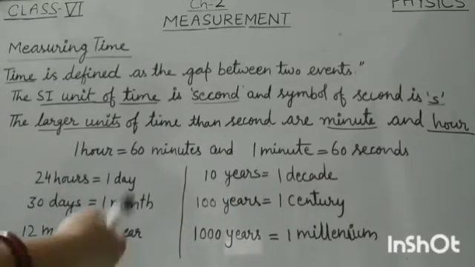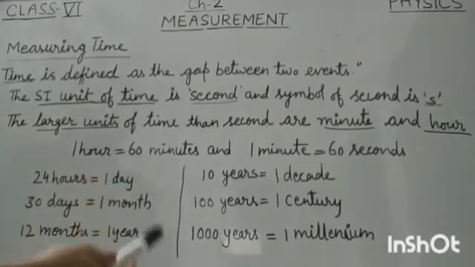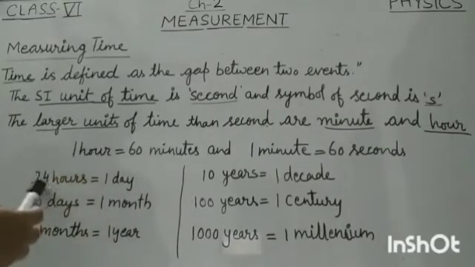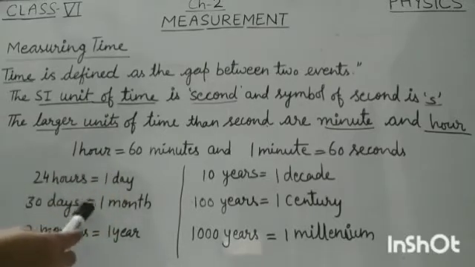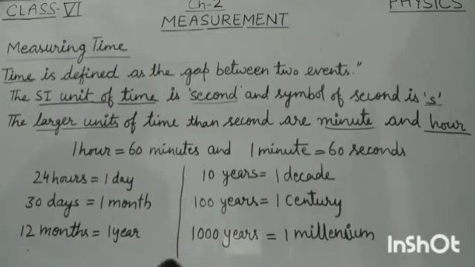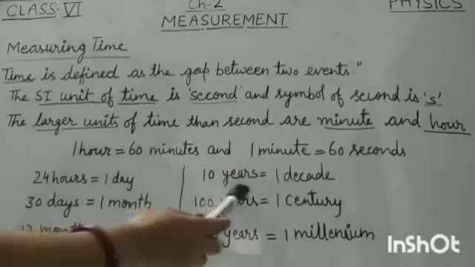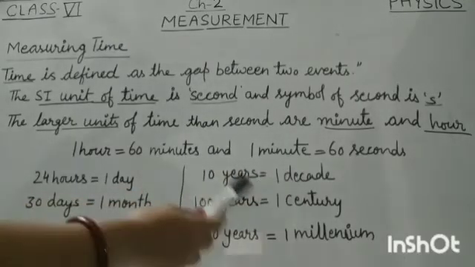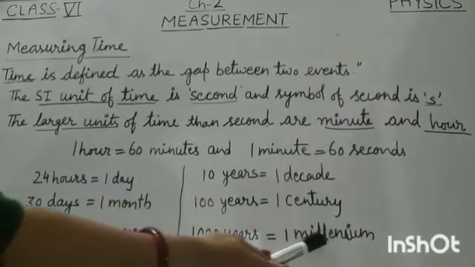The bigger units of time for expressing longer time intervals are day, month and year. Here 24 hours is equal to 1 day, 30 days make 1 month, and 12 months make 1 year. The still bigger units for expressing very long time intervals are decade, century and millennium. 10 years make 1 decade, 100 years make 1 century and 1000 years make 1 millennium.